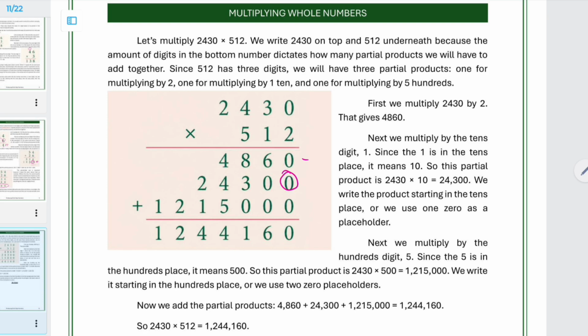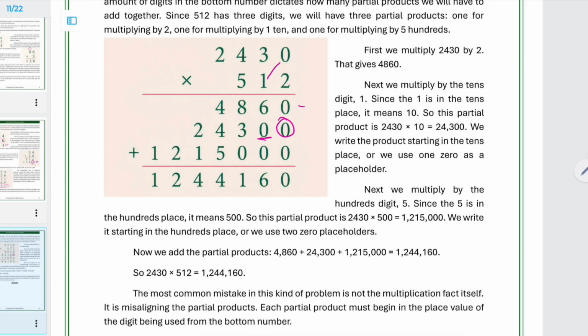That is our placeholder 0. This one just happens to be 0 because 1 times 0 equals 0. We write the product starting in the tens place, or we use the 0 as a placeholder. Next, we multiply by the hundreds digit 5. Since 5 is in the hundreds place, it means 500, which means this one gets 2 placeholder zeros. This number just happens to be 0 because 5 times 0 equals 0.